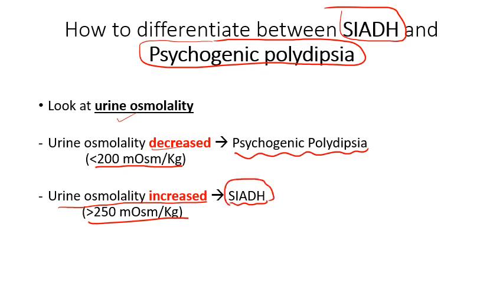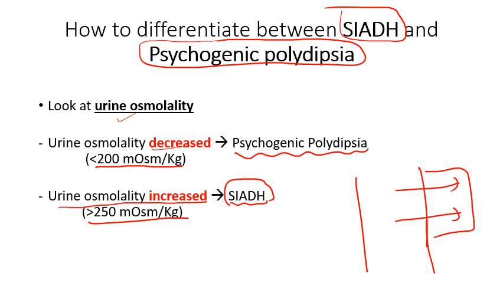In SIADH there is more ADH hormone than required, so more water is getting absorbed at the tubular levels in the kidney. That is why urine will be more concentrated and urine osmolality will be high, that is more than 250. In psychogenic polydipsia, however, kidneys are functioning well, ADH is fine, but there is excess water. So you want to get rid of that water, and urine is dilute. So urine osmolality is less than 200 and very often it is as dilute as 50 milliosmoles. So this is how you approach hyponatremia.